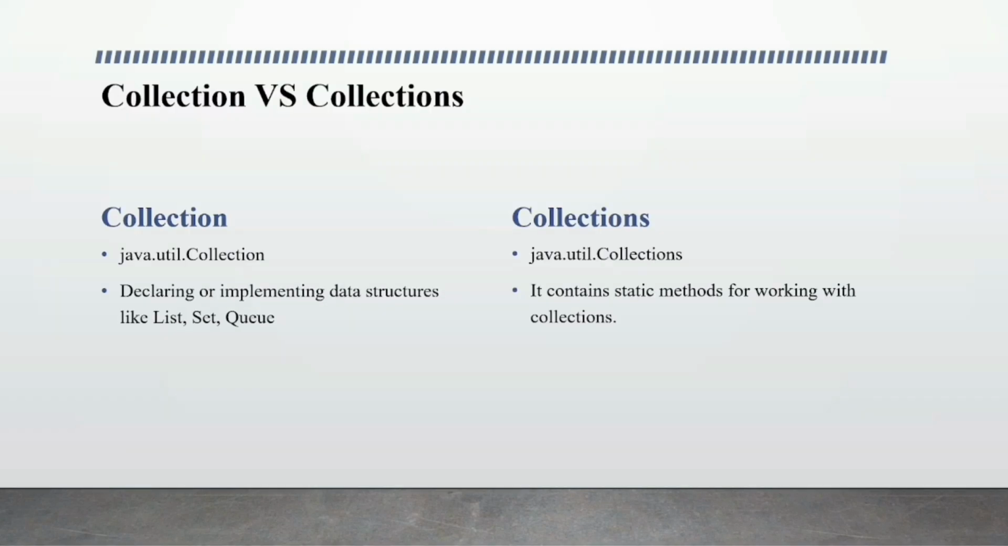Next question is collection and collections. Collection is an interface which is derived from the util package in Java, which is used for declaring and implementing data structures such as list, set, and queue. Collections is a class which is derived from the util package. It contains static methods which are used to perform operations on data structures such as list, set, and queue.